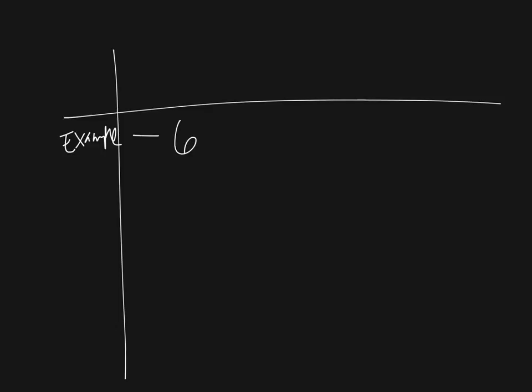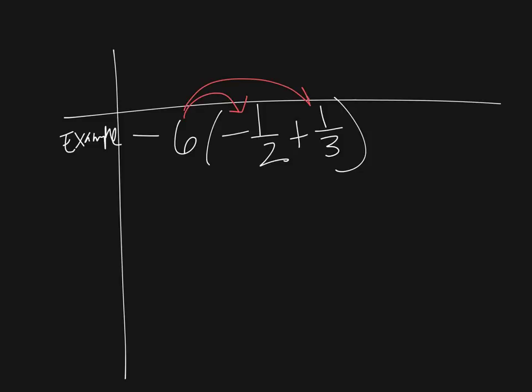And you have negative 6 times negative 1/2 plus 1/3. So here's a strategy. You could find a common denominator inside the parentheses and add those two together and then multiply. Or you can multiply and then find a common denominator and add them. So I'm going to do a distribution first.